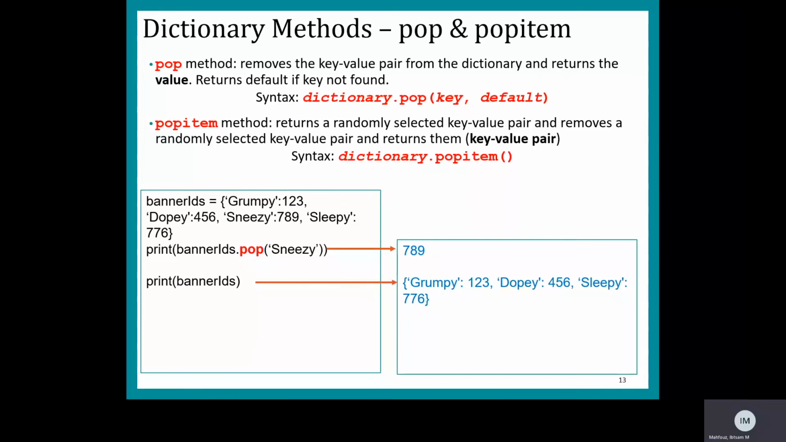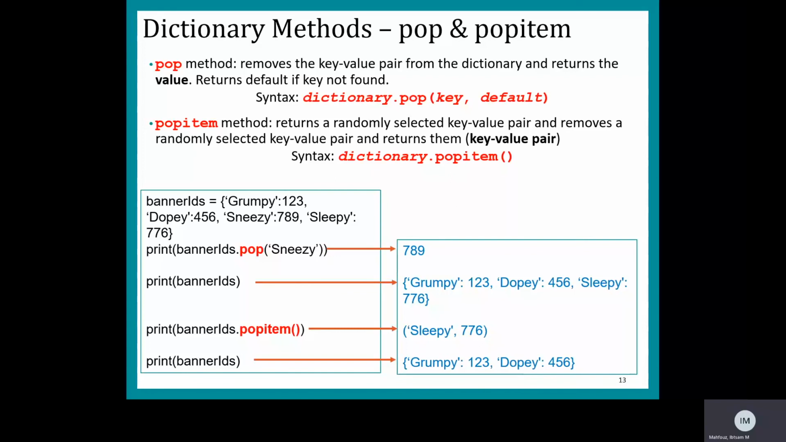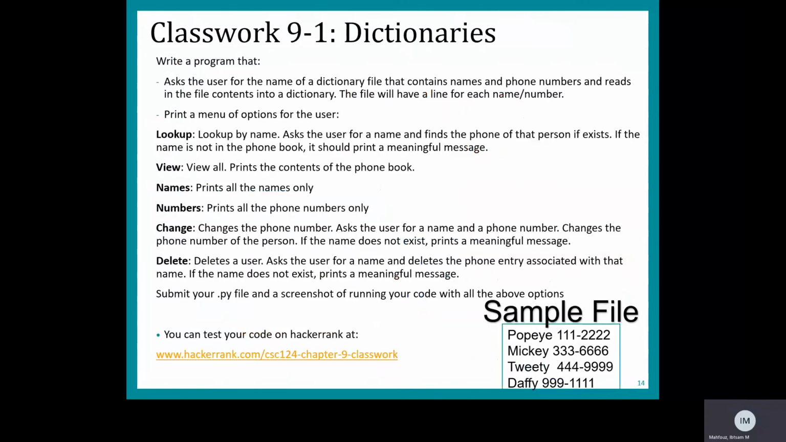So popitem just gives you back a random item and it gives it to you in something called the tuple format, where you have the two things in parentheses. This is called the tuple. We're not going to touch upon it later. There's a chapter in the book about tuples, but we're not going to cover it in this course. And so now if I print it out, I get Grumpy and Dopey are left because I have popped Sleepy. So these are all the methods that you can do with dictionaries, very similar to what we were able to do with lists.